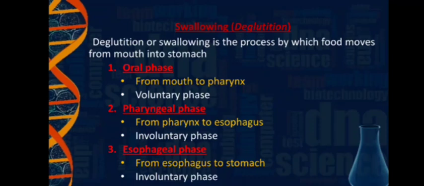Next movement is swallowing or deglutition. It is a process of transfer of food from mouth to the stomach. It has both voluntary and involuntary phases, known as deglutition reflex, since a major part of the deglutition process is under involuntary control. There are mainly 3 phases: oral phase, pharyngeal phase, and esophageal phase. Oral phase is mainly voluntary, while pharyngeal and esophageal phases are involuntary. Oral phase is from mouth to pharynx, pharyngeal phase is from pharynx to esophagus, esophageal phase is from esophagus to stomach. Let's explain each of them in detail.